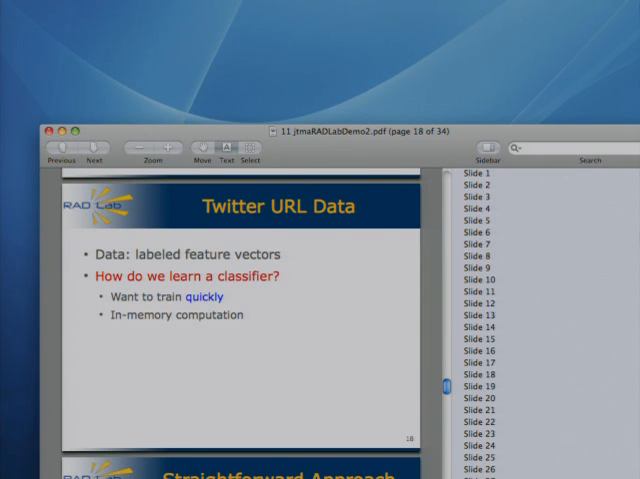And the reason we wanted to use Spark is because we wanted to do training relatively quickly. When you're approaching a deadline, you kind of have to run 150 different experiments. You want to be able to get those done quickly. And so in-memory computation was pretty key.